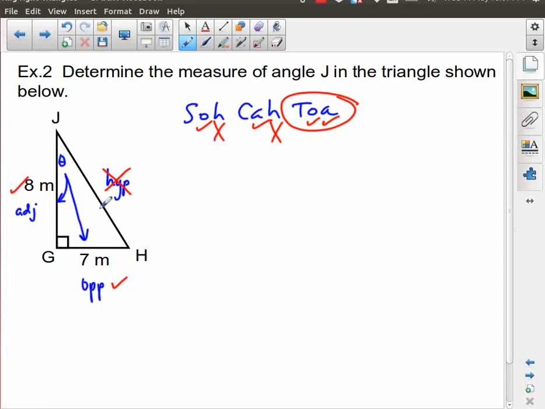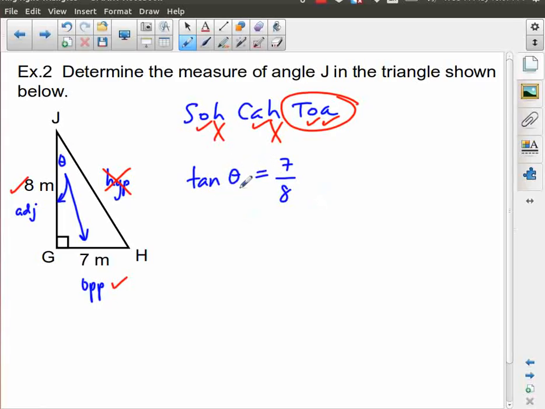That means that you might need to use something else to find those values in your triangle. Since these are always going to be right triangles to start with, at least, don't forget the Pythagorean theorem, and don't forget similar triangles. Sometimes something else will allow you to find out a value. In this case, I can write tan of theta is equal to, and the definition of tangent is opposite over adjacent. So here's theta, opposite is 7, and adjacent is 8.